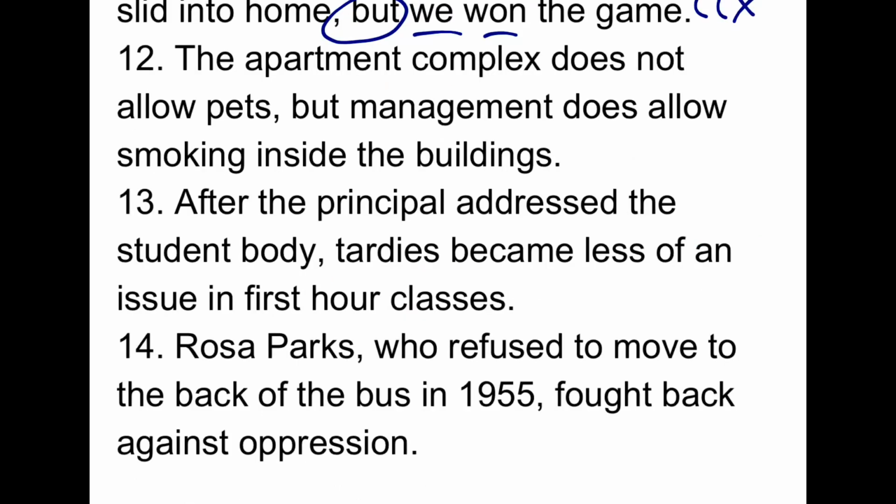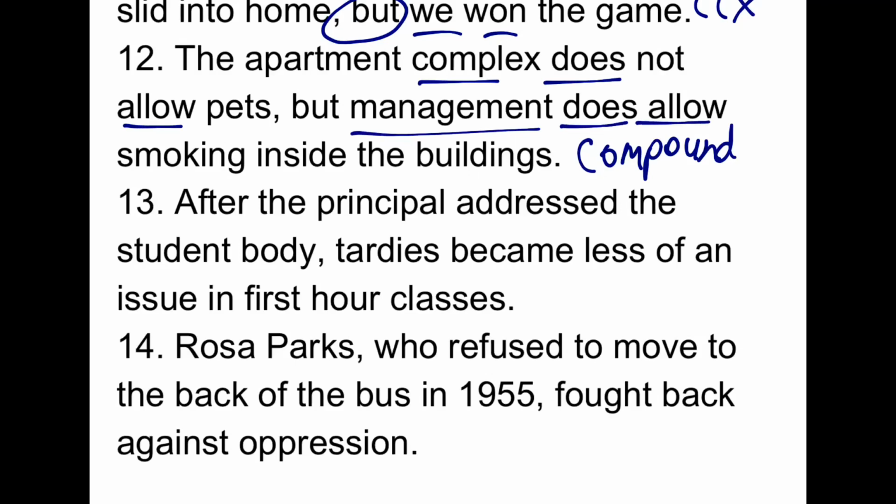12. The apartment complex does not allow pets, but management does allow smoking inside the building. This one is compound. 2 independent clauses are joined together. Complex does allow, management does allow. Sure, there's an adverb not. 13. After the principal addressed the student body, tardies became less of an issue in first-hour classes. This is a complex sentence. After is a subordinating conjunction. Principal addressed, tardies became.